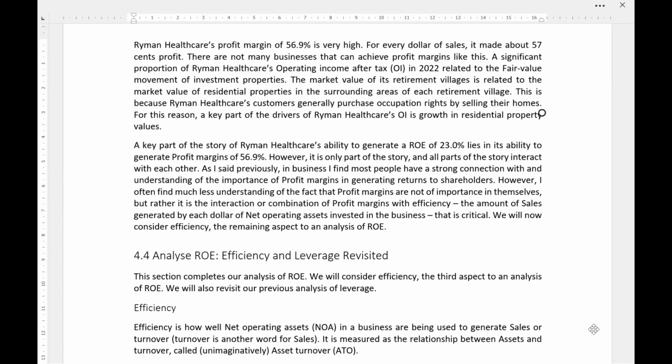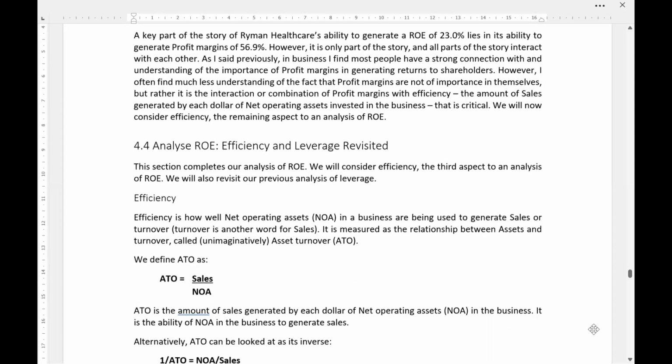A significant proportion of Ryman Healthcare's operating income after tax, OI, in 2022 related to the fair value movement of investment properties. The market value of its retirement villages is related to the market value of residential properties in the surrounding areas of each retirement village. This is because Ryman Healthcare's customers generally purchase occupation rights by selling their homes. For this reason, a key part of the drivers of Ryman Healthcare's operating income is growth in residential property values.